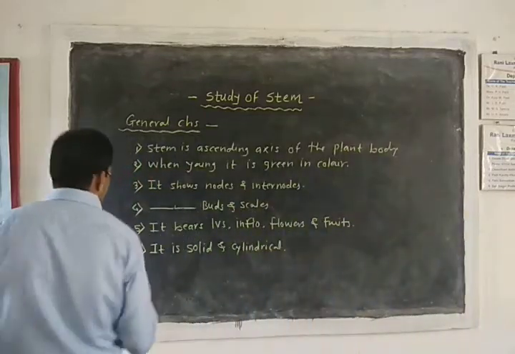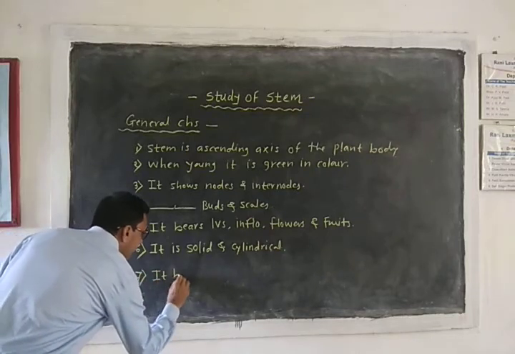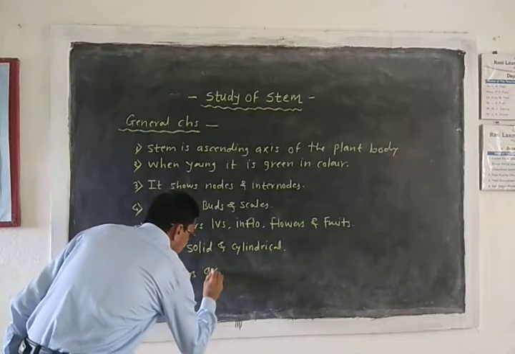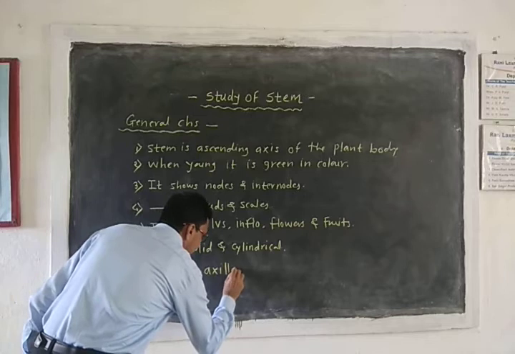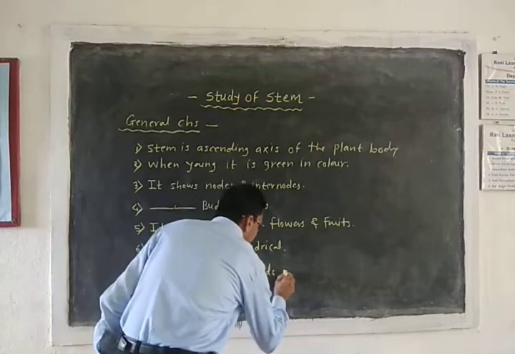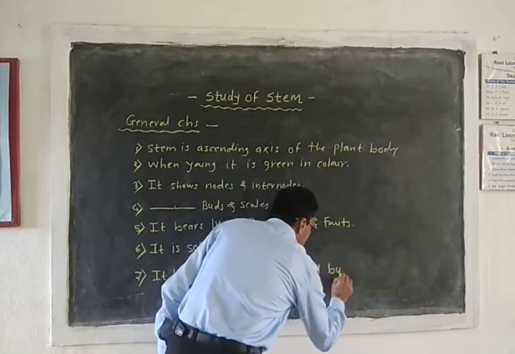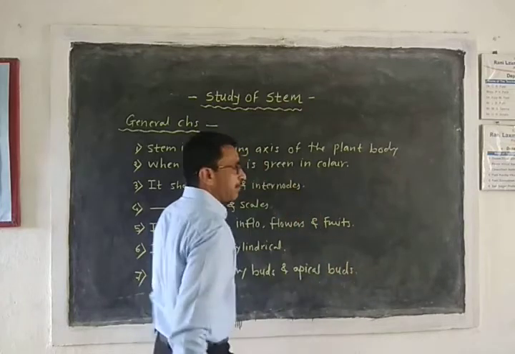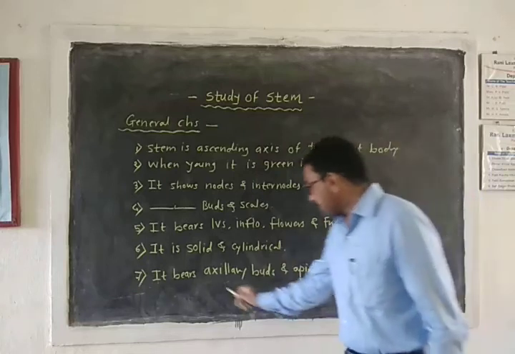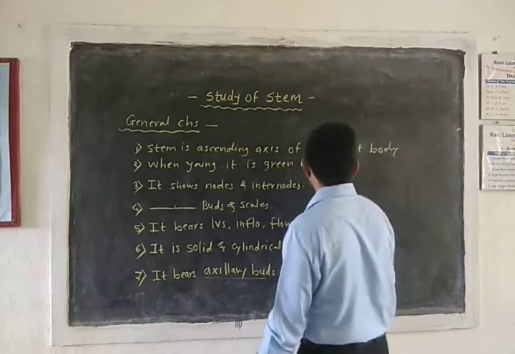And last general character of stem is that it bears axillary buds and apical buds. Now the question is where the axillary buds and apical buds are present. See.